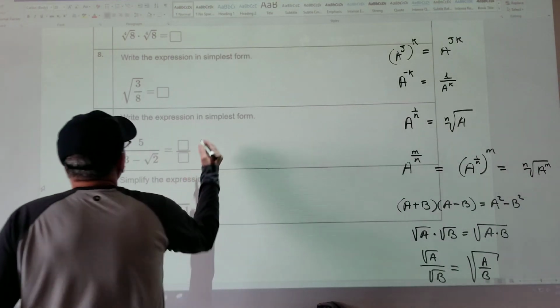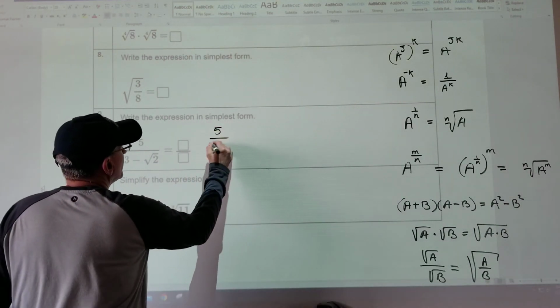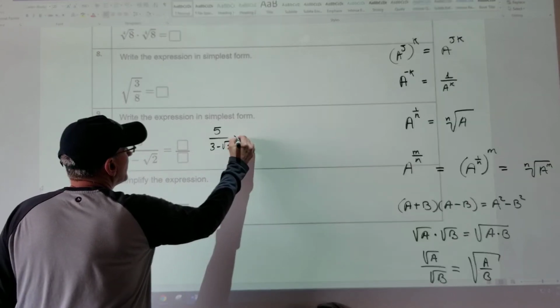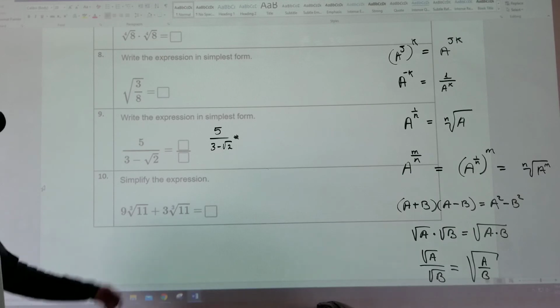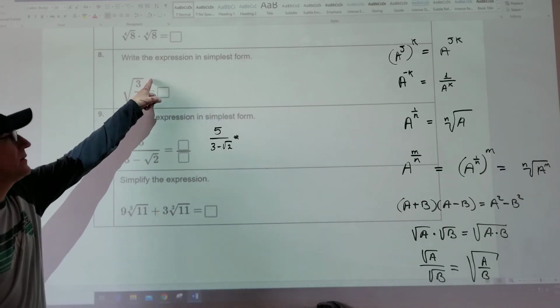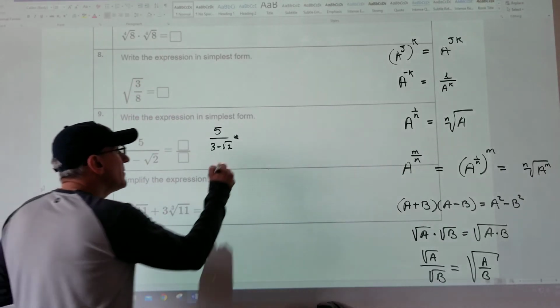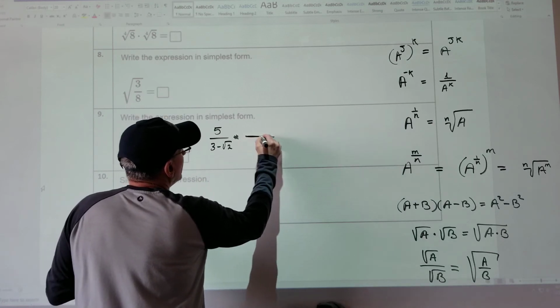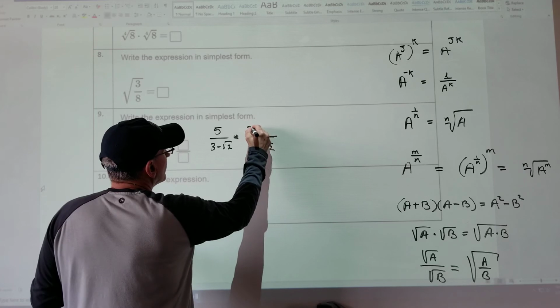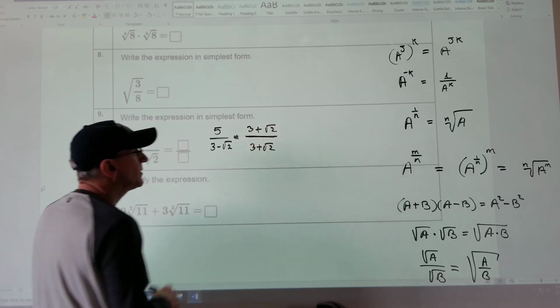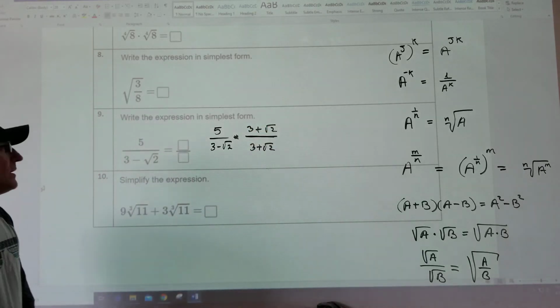But let's take 5 over 3 minus root 2, and we're going to multiply by something equal to 1. Kind of like I did with this problem where I went square root 2 over square root 2. This time it's just a little more complicated. It's the conjugate of 3 minus root 2. So you're going to multiply upstairs and down by that.